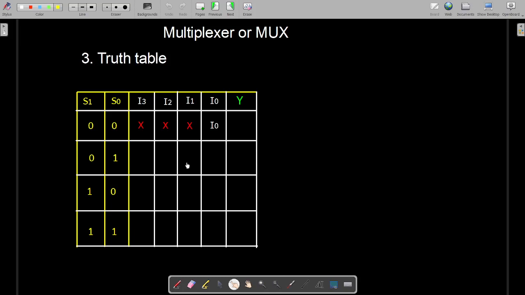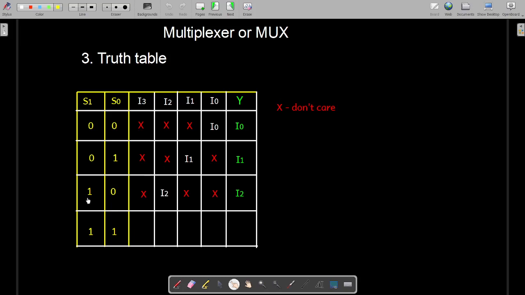Since S1 and S0 are 0, 0, only I0 will be selected. The remaining inputs are considered as don't care. Hence the output is I0 only. When S1 is 0 and S0 is 1, the I1 input will be selected. Hence the output is connected to I1 line and the output may have either 1 or 0 value depending on the input value available at this I1 line.